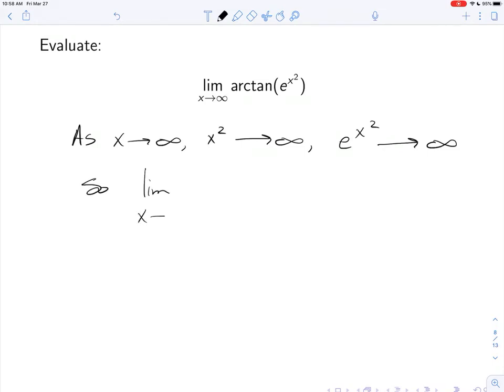Let's write it down. The limit as x goes to infinity of the arctangent of e to the x squared. This is just pi halves. And that's something we went over in class. Make sure that we know that one.